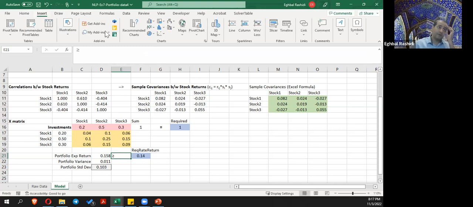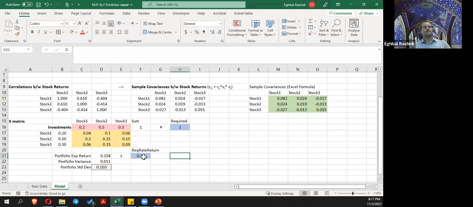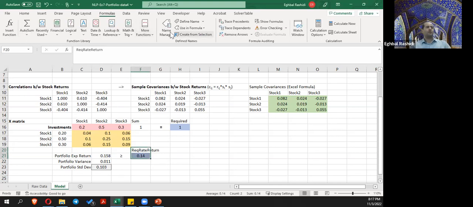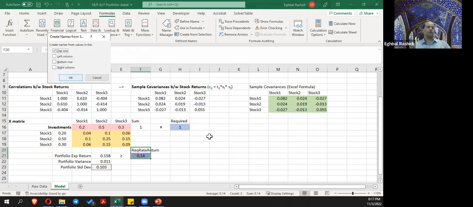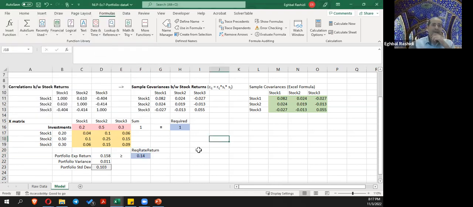I'm going to make this central. All right. Required rate of return, I don't have it. I'm going to have to record it again. All right. Yeah, it looks like we have everything. We have our decision variable. We have our portfolio rate of return, which is the constraint here, and we have our objective function, which is the risk of investment.